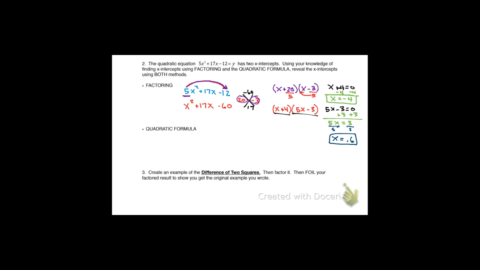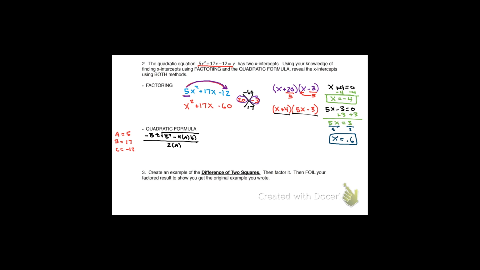Now, using the quadratic formula, we're going to make a list of what a equals, what b equals, and what c equals. So looking back at our quadratic, a equals 5, b equals 17, and c equals -12. So remember the quadratic formula, which is something you should have written down in your note card, is -b plus or minus square root of b squared minus 4 times a times c, all divided by 2 times a.